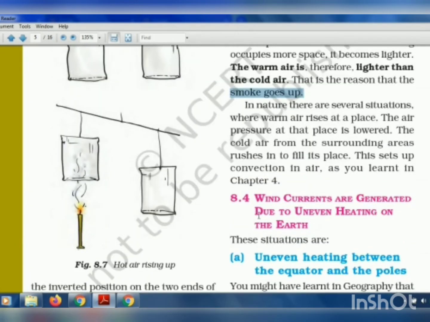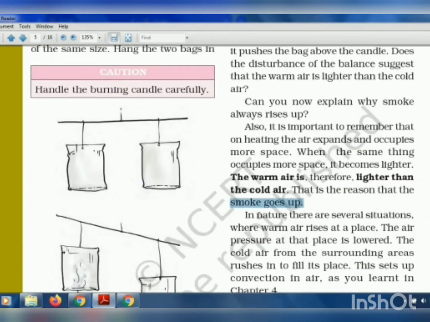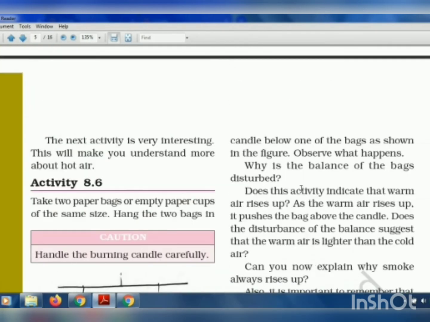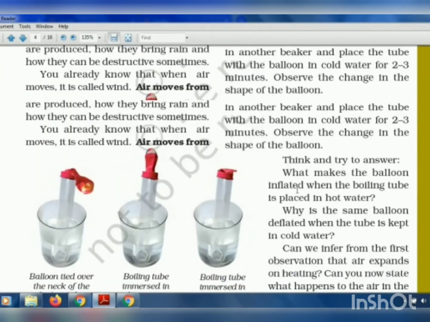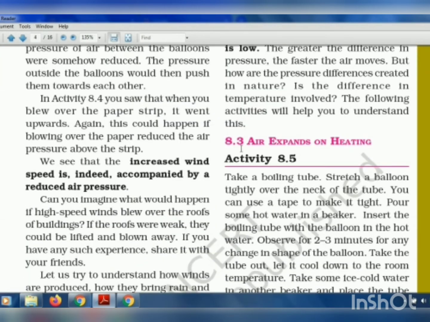So everybody should try to do these experiments which we have studied up till now about the topics that air exerts pressure, then high speed winds are accompanied by low air pressure, and the recent topic that we studied, that is air expands on heating, means air becomes light in weight and occupies more space when it is hot or warm.